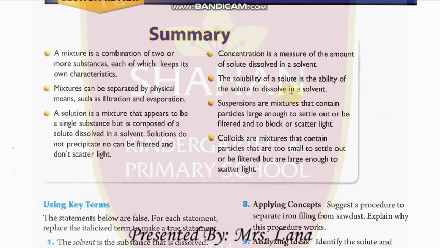Suspensions are mixtures that contain particles large enough to settle out or be filtered and to block or scatter light. Colloids are mixtures that contain particles that are too small to settle out. It's the opposite of the suspension: too small to settle out. They are too small to settle out or be filtered, but are large enough to scatter light.